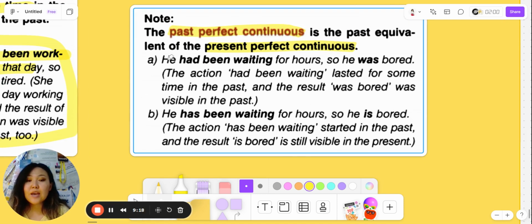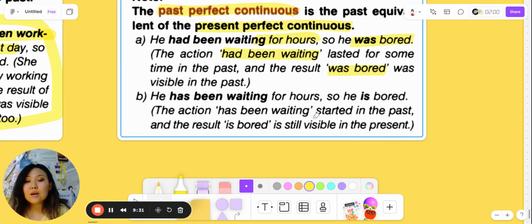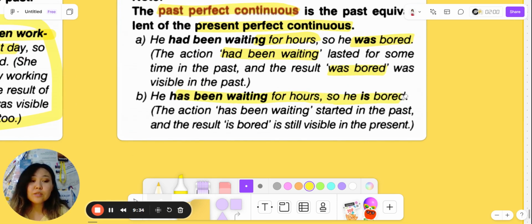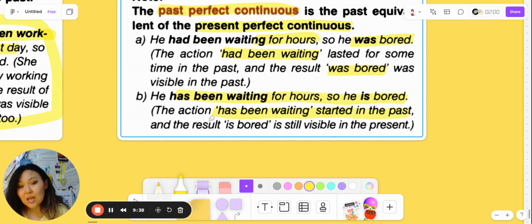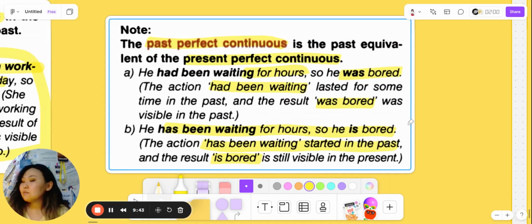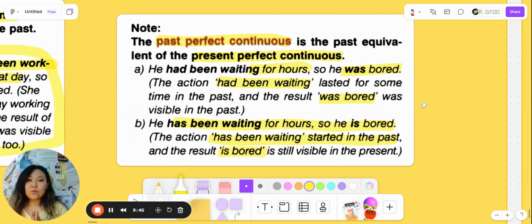The first example, he had been waiting for hours, so he was bored. The action had been waiting lasted for some time in the past, and the result was bored was visible in the past. He has been waiting for hours, so he's bored. The action has been waiting started in the past, and the result is bored is visible in the present. So that's the main difference. And I know that you know how to differentiate past and present. So it's just a reminder.